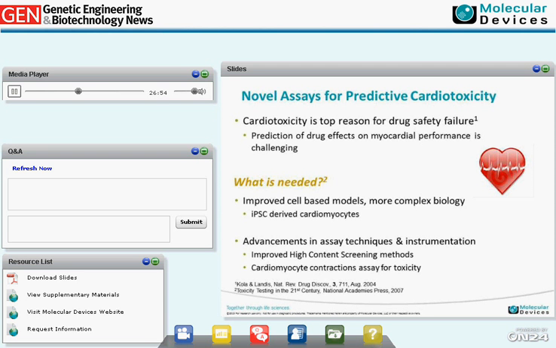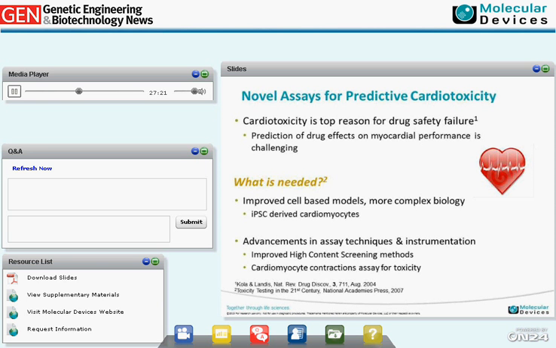Some classic examples are Vioxx or Cisapride, which were withdrawn from market at a cost of billions of dollars to not only the companies involved in bringing those to market, but also the effect on the people who had toxic effects from those compounds. So the industry has really been focused on this as a way to improve the efficiency of bringing drugs to market.